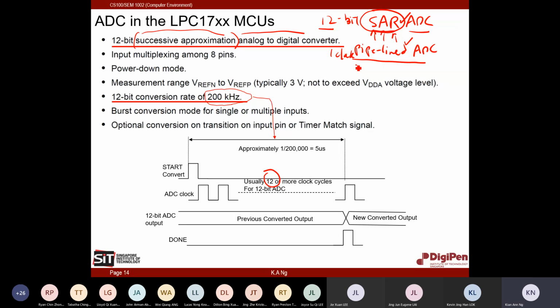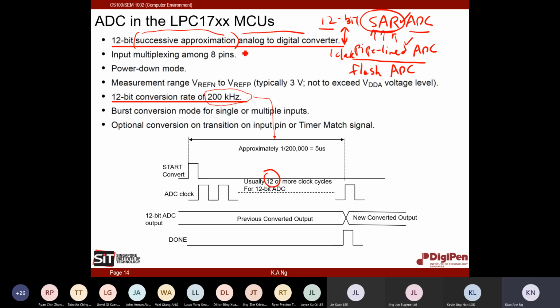If you see another kind of ADC called flash, you are actually running a Ferrari, because flash is even faster than 1 clock. But flash is very expensive and very power hungry, so they don't usually put this in your MCU. Usually you see these two. The SAR ADC is more general purpose, more generic.